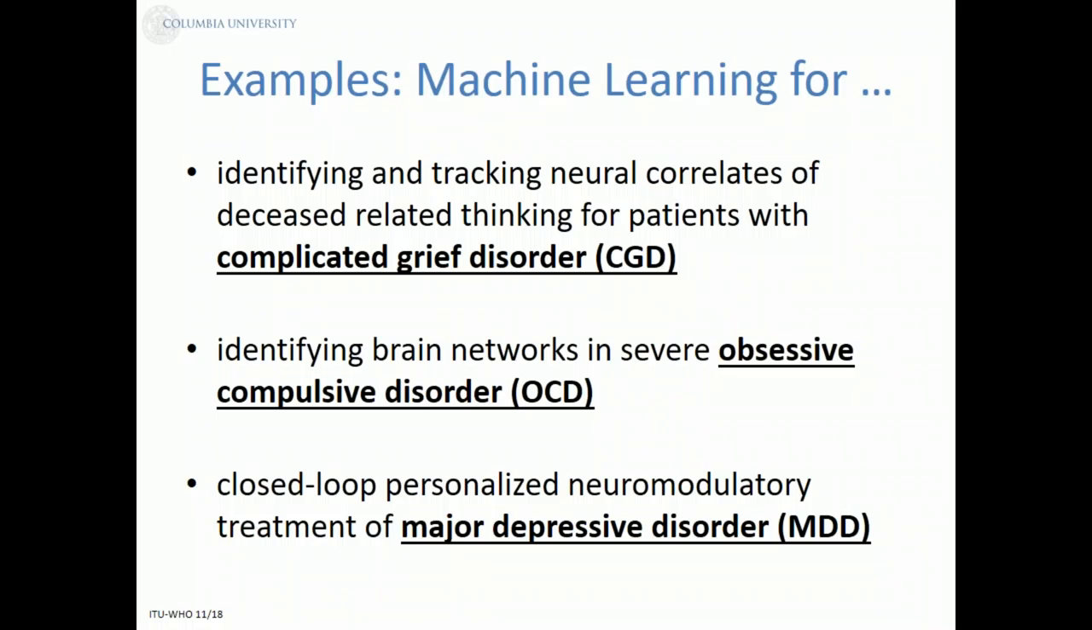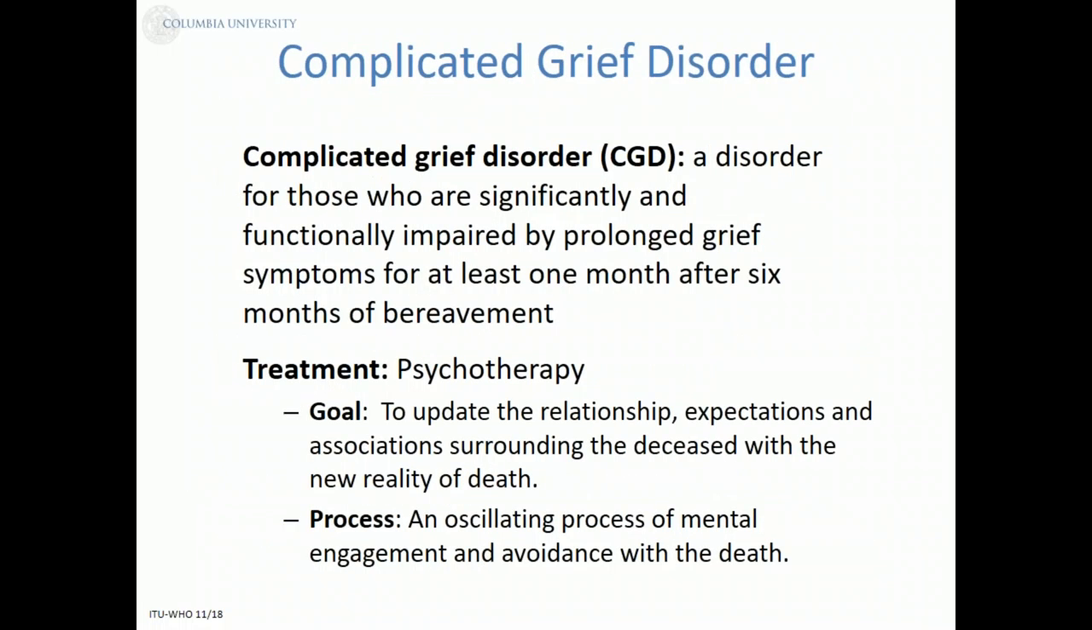We also have been looking at major depressive disorder, perhaps the most prevalent mental illness disorder in the U.S., and looking at a closed-loop personalized neuromodulatory treatment. Some of you might know that TMS, transcranial magnetic stimulation, is approved by the FDA for treating major depressive disorder, and we're looking to track biomarkers of certain brain activity online and deliver this TMS stimulation precisely in time to maximize the efficacy of the treatment.